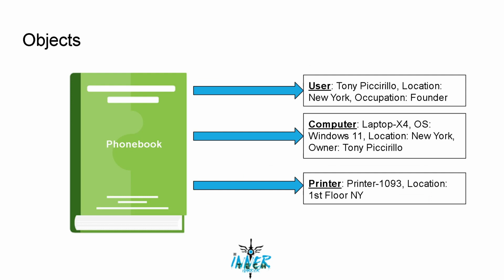Objects are like individual entries in the phone book. They can represent all kinds of things like people, printers, or computers. Each object has detailed information about it, like a person's name or phone number. So in the intertechwarrior.com example, we could have an object for my user account, Tony Picarillo, and the object details would show my work location, my email, my department, etc. We could also have an object that represents my laptop. Some of the details of the laptop X4 computer object would be the operating system, the location of the laptop, and who the laptop belongs to.